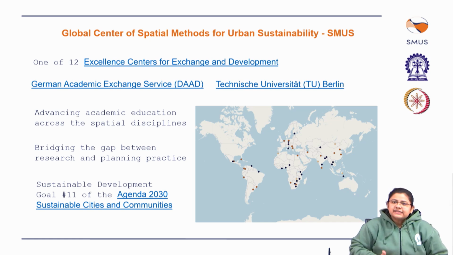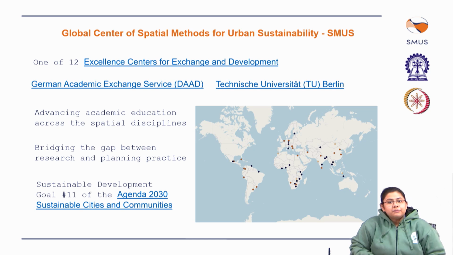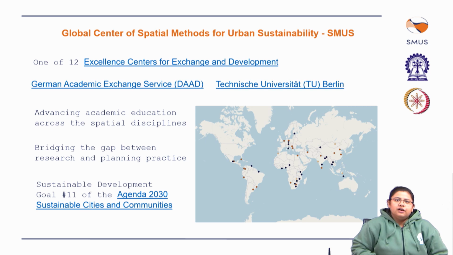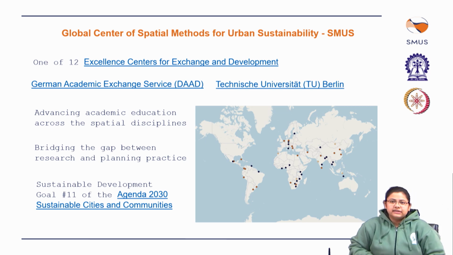So, what is this SMUS project or PEEP project? SMUS is actually a global center of spatial methods for urban sustainability, and it is one of the 12 excellence centers for exchange and development that is co-funded by the German Academic Exchange Service, also known as DAAD, and the TU Berlin.